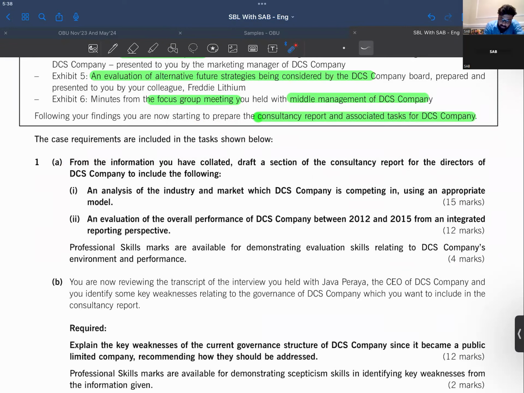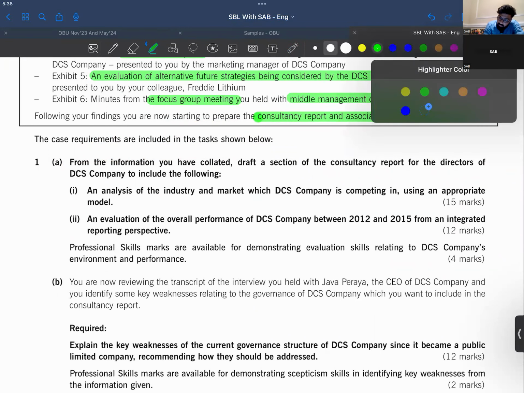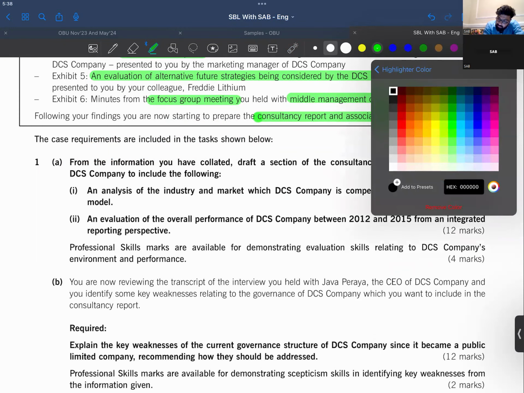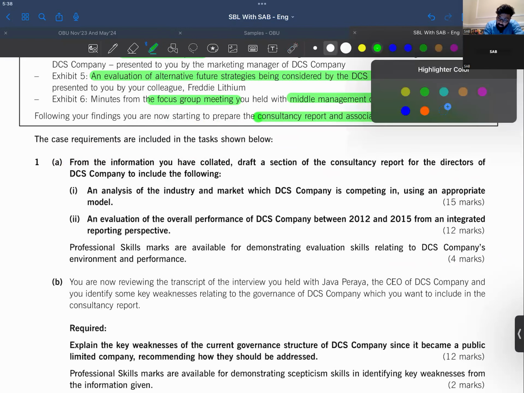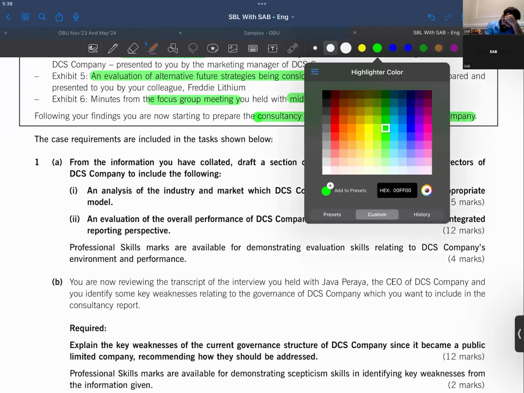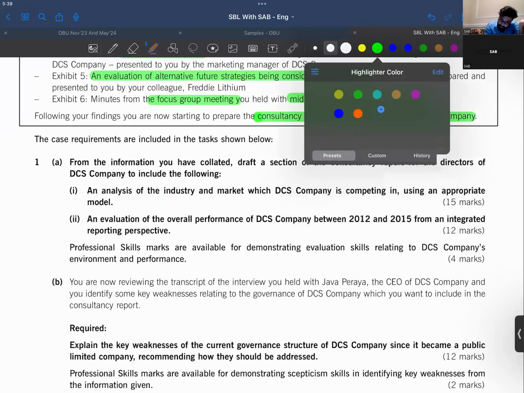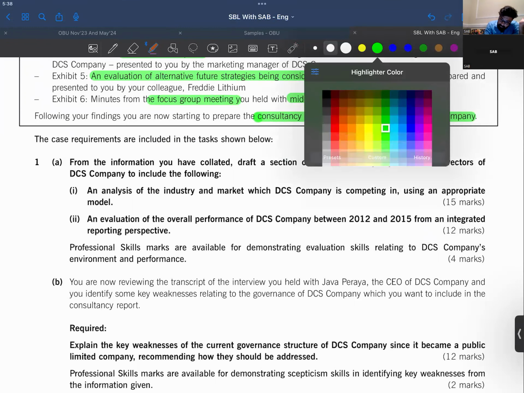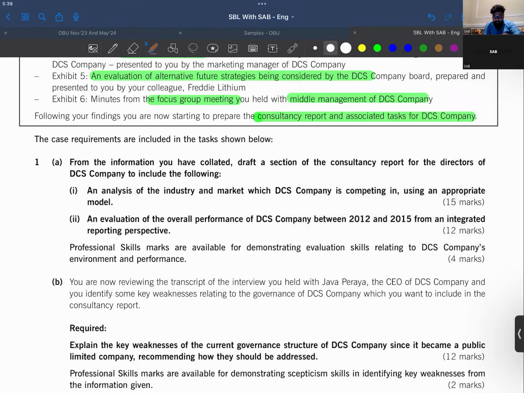1A: from the information you have collated, draft a section of a consultancy report. Okay, so we're going to be allocating colors here. We have more requirements, so think of it for sure, right? Yeah, so from the information you have collected, draft a section of a consultancy report.